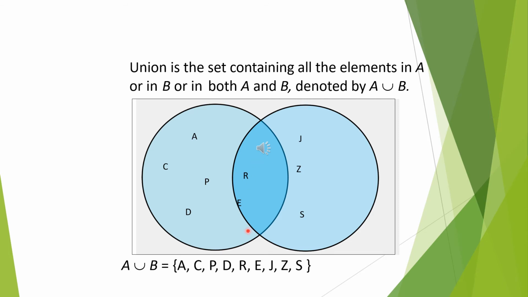See, there is an example of A union B. A has the elements A, C, P, D, R and E, and set B has the elements R, E, J, Z and S. Then A union B will be equal to A, C, P, D, R, E, J, Z and S.